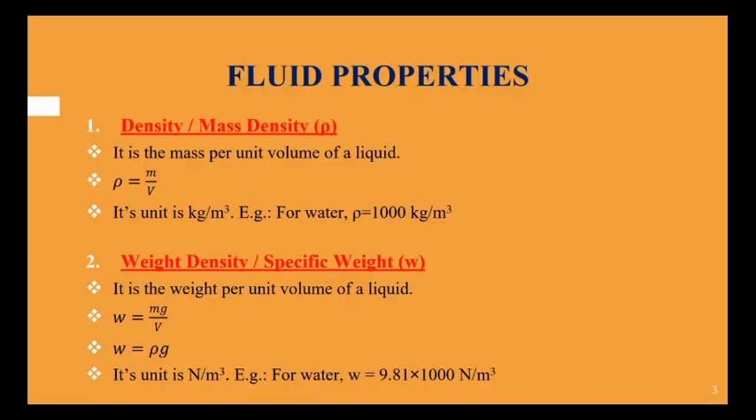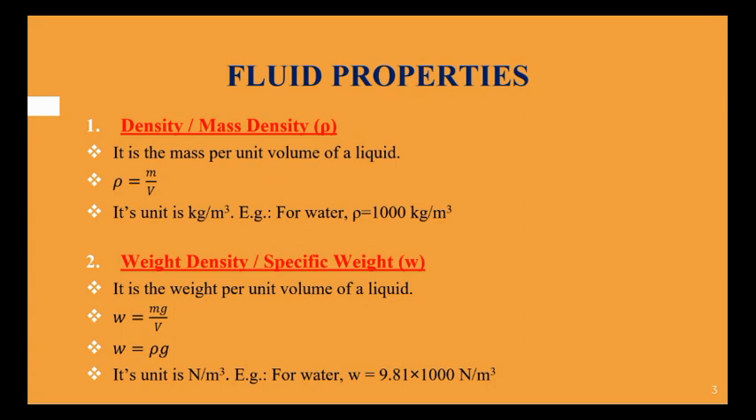To begin with, the first property is density or mass density. It is denoted by rho. Its definition is given in the first sentence. It is the mass per unit volume of a liquid. Its equation is rho equal to m by v, where m is the mass and v is the volume of the liquid. Since the equation is mass by volume, its unit is kilogram per meter cube. Here we are given with an example. For water, rho equal to 1000 kilogram per meter cube.